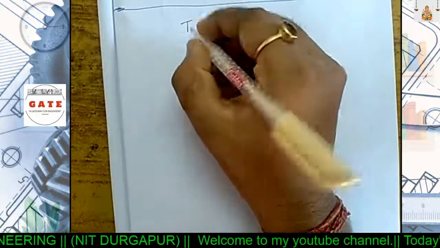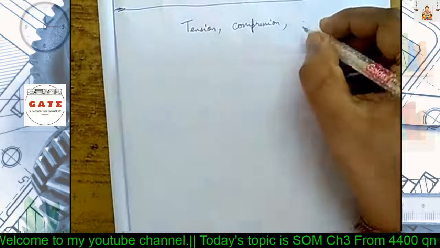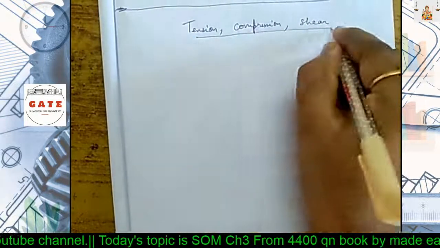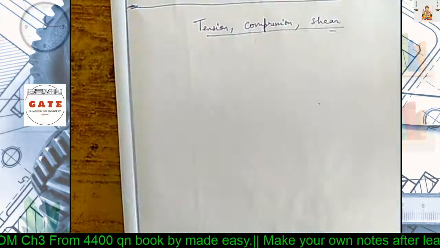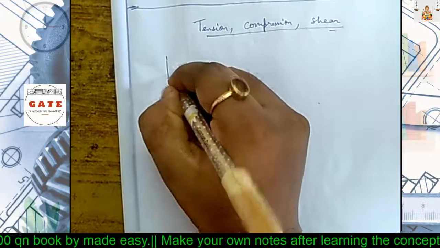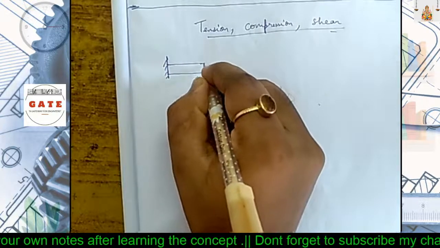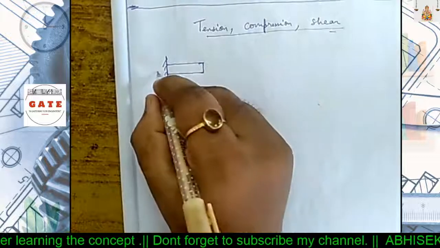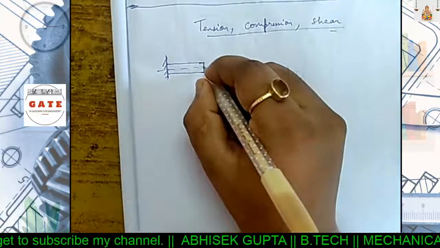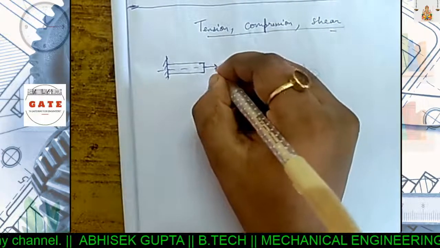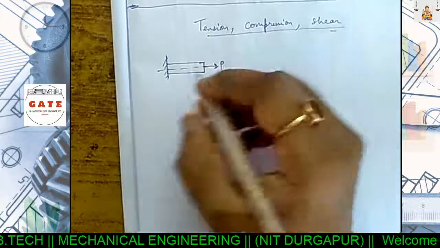So tension, compression, shear. Three words. Let us describe these words: tension, compression, and shear. See, this is a prismatic bar, and this is the longitudinal axis. If load is acting like this, so this is called tension acting on this bar.